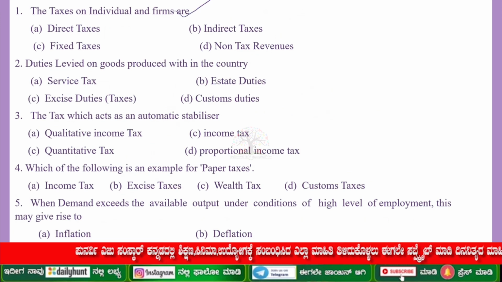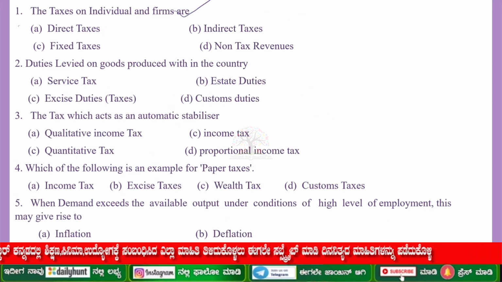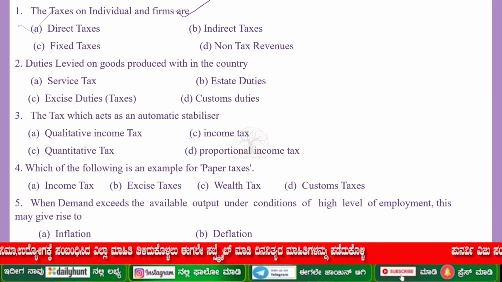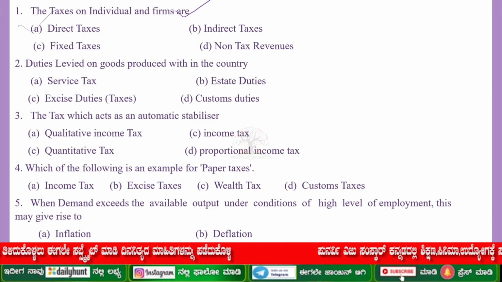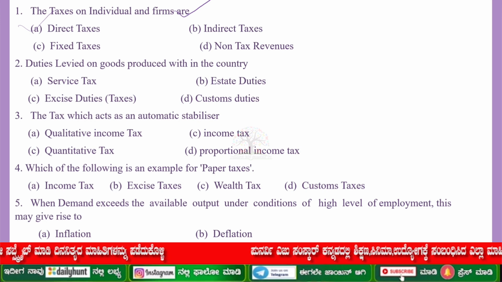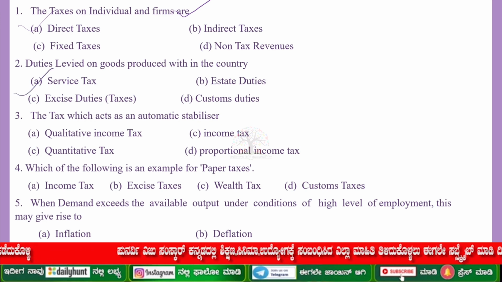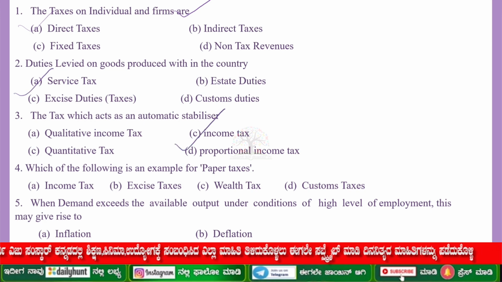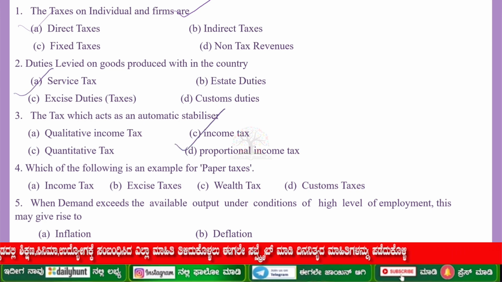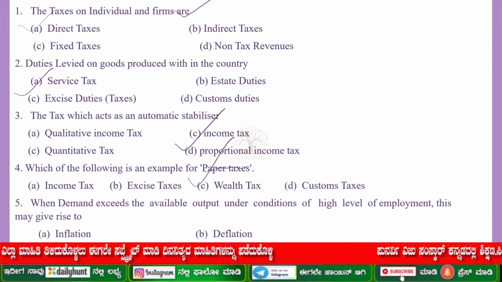Taxes on individuals and firms, we call it direct tax. Duties levied on goods produced within the country, we call it excise duties. Tax which acts as an automatic stabilizer: proportional income tax. Which of the following is an example of a paper tax? That is wealth tax.